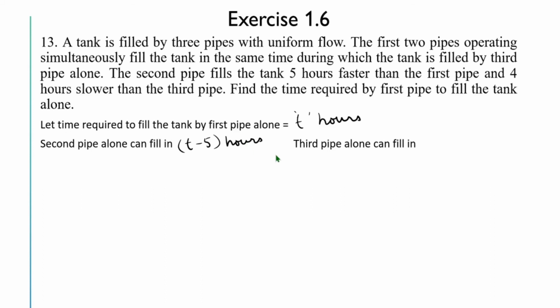And they have given the second pipe fills the tank 4 hours slower than the third pipe. It means the third pipe fills the tank 4 hours faster than the second pipe. That is, the third pipe alone can fill in T minus 5 minus 4, that is equal to T minus 9 hours.